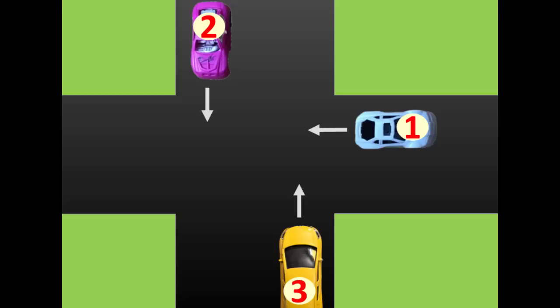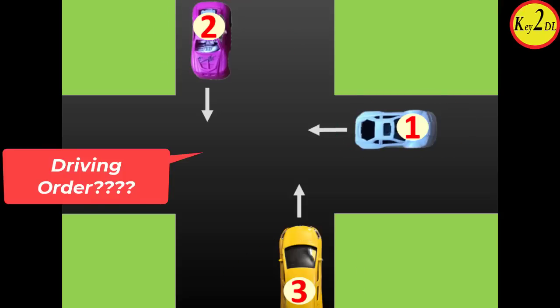Hello, do you know the answer to this question? There are three cars, 1, 2 and 3. Cars 2 and 3 are going parallel and car 1 is going straight. So do you know the answer to this question? If you don't know, then you are at the right place to explore this type of question in this video. We are going to talk about the right hand rule and driving order when this complex situation arises.